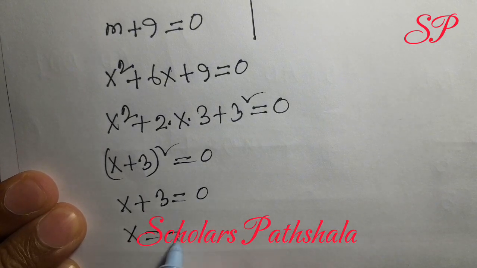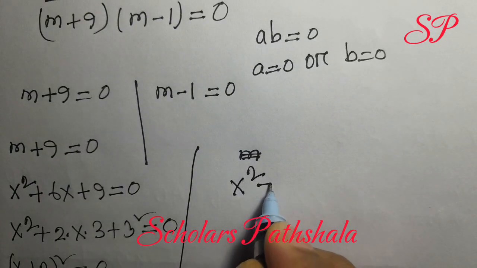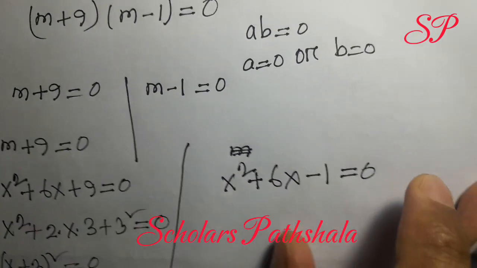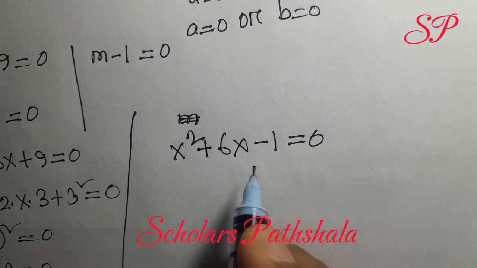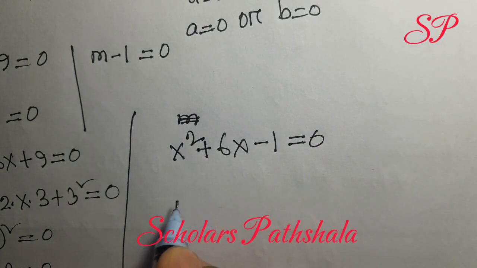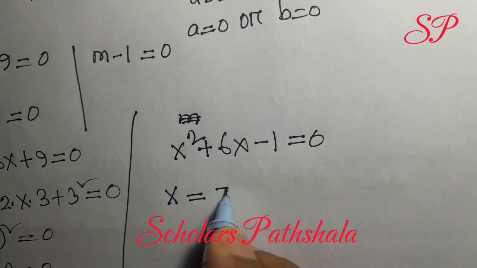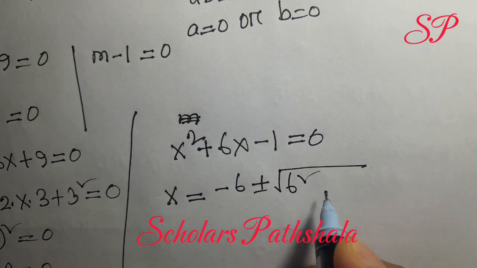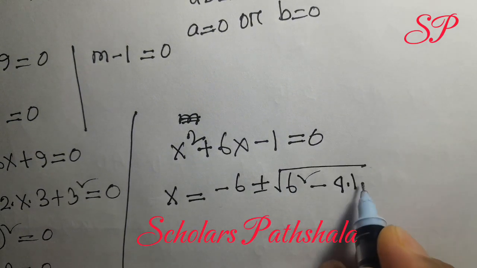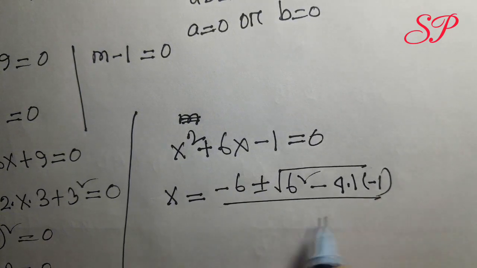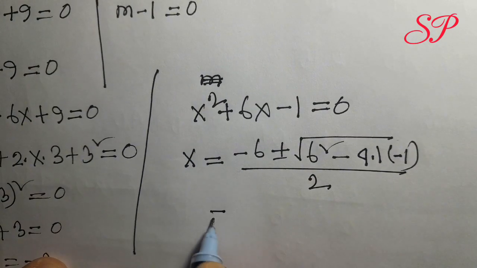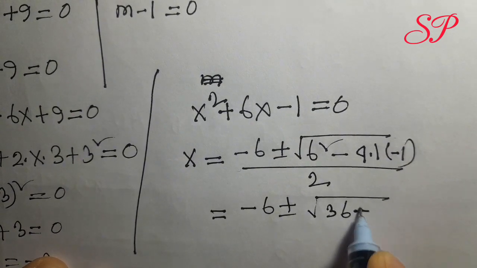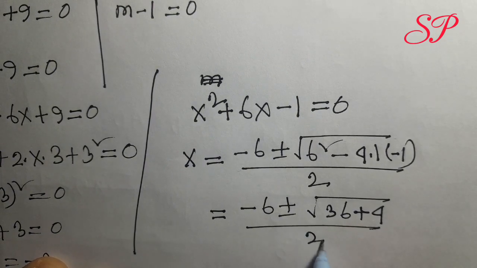Then x is equal to minus 3. Now m minus 1 is equal to 0, so x squared plus 6x minus 1 is equal to 0. Here it is a second degree equation, so we can write x is equal to minus 6 plus or minus root over 6 squared minus 4 into 1 into minus 1, divided by 2, is equal to minus 6 plus or minus root over 36 plus 4, divided by 2.